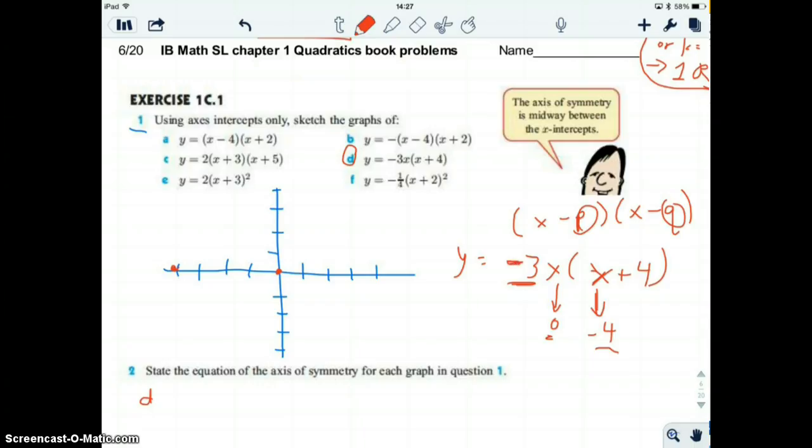Okay, and now we're going to graph this. So draw our axes there. The axis of symmetry is this blue line here, x equals negative 2. And the other point we have is the vertex, which is negative 2 comma negative 3. It's right there.